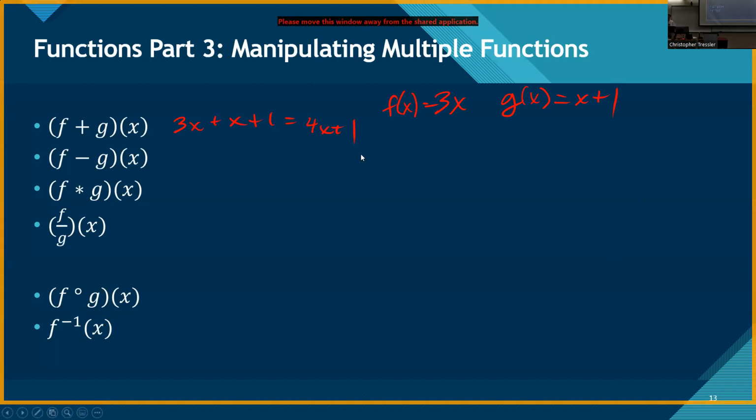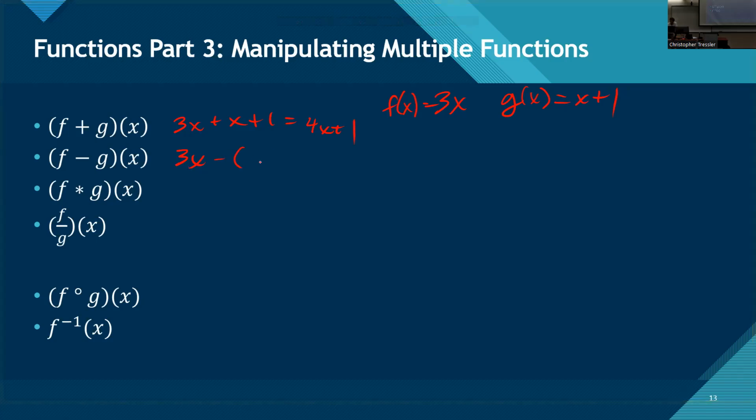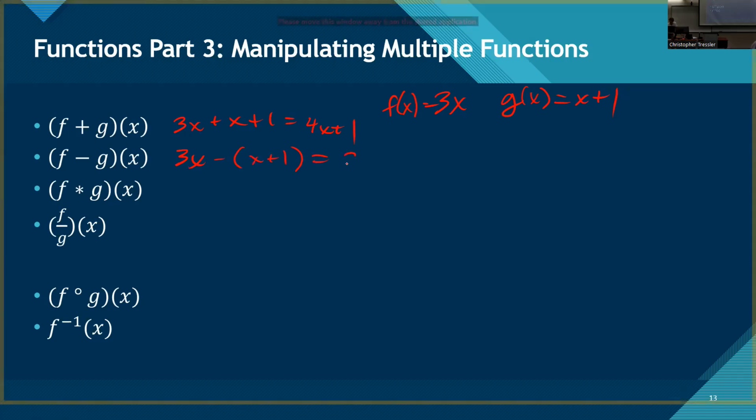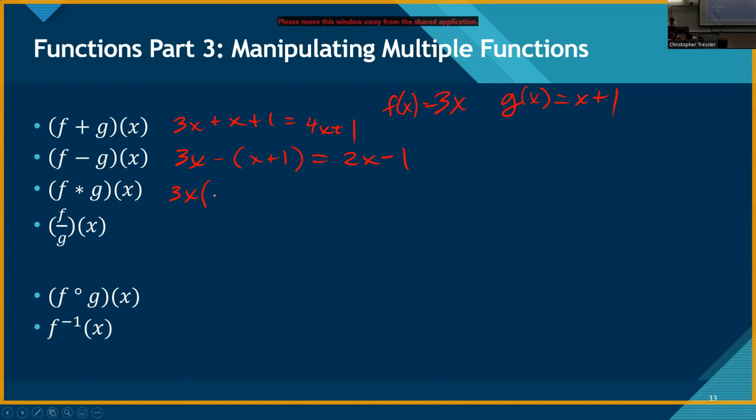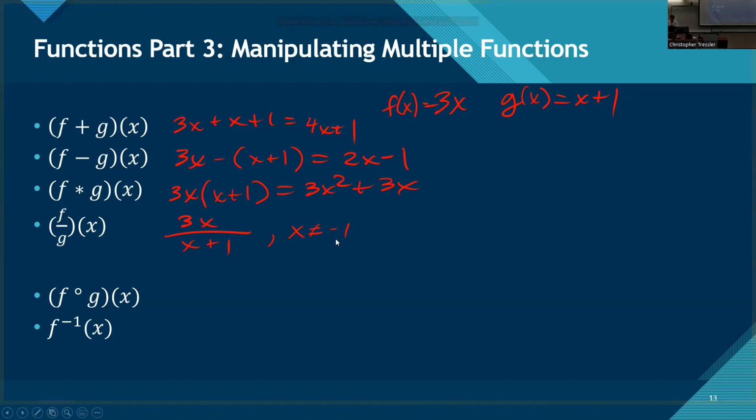I'll go over this very quickly because I know a lot of you do not want to come here and learn algebra. So we have 3x minus x plus 1, which is equal to 2x minus 1. And we have f times g, so 3x times x plus 1, which is going to be 3x squared plus 3x, right? Then we have f over g of x, which in this case is just 3x over x plus 1. If you wanted to get technical, you could say x is not -1, because that would make it undefined.